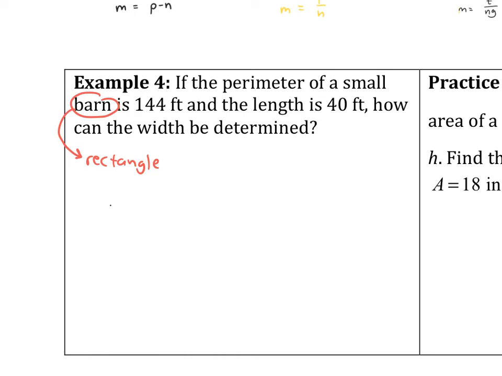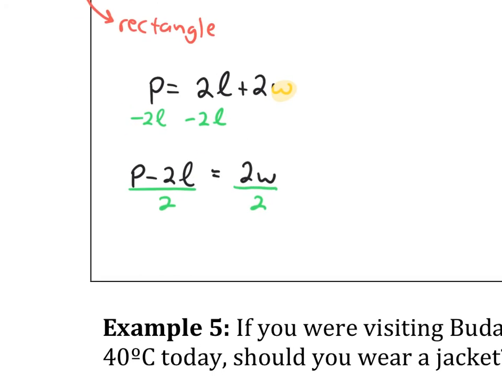So I'm going to use the perimeter formula, 2L plus 2W. We are asked to find the width. So I need to get W by itself. So I'm going to subtract 2L from both sides. Don't worry, because P minus 2L doesn't reduce any further. It equals the 2W. Now what we need to do is get rid of that 2 by dividing both sides by 2.